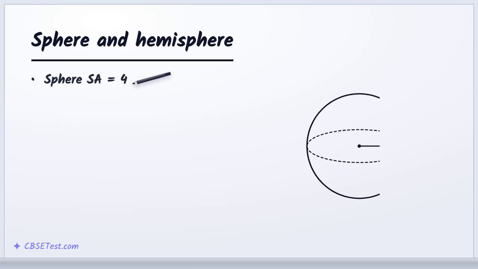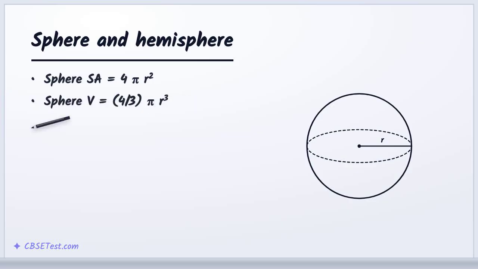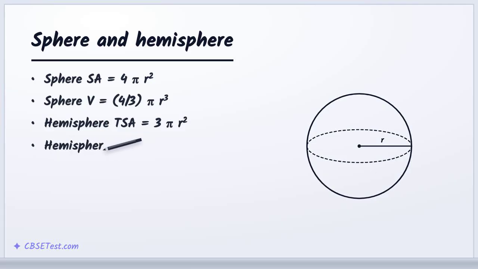A sphere has surface area 4πr² and volume 4/3 πr³. A hemisphere, being half a sphere with a flat circular face, has total surface area 3πr² and volume 2/3 πr³.